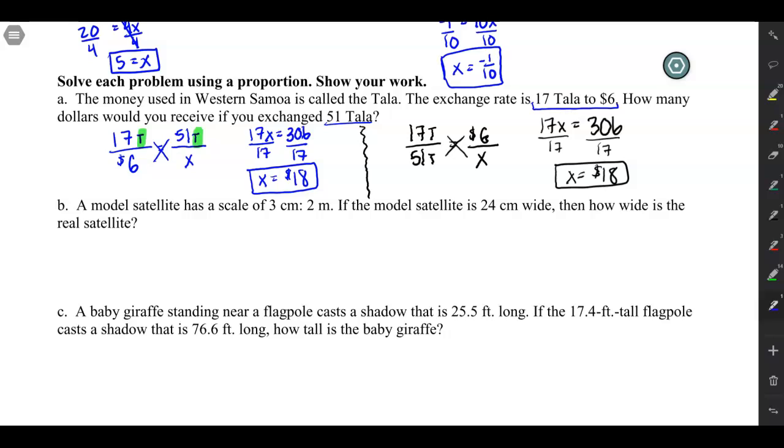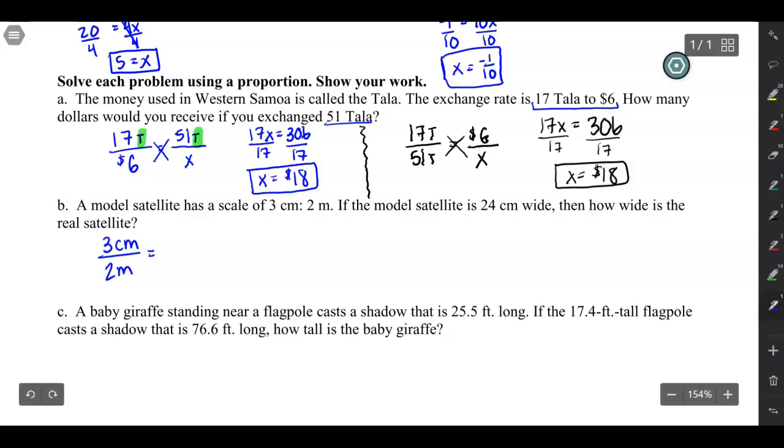We'll say 1 centimeter is equal to 1 mile, and then we'll use that proportion of that scale factor to figure out a certain distance. So if that's our scale factor, if the model satellite is 24 centimeters wide, how wide is the real satellite? So let's start by just setting up a proportion. And again, there's 2 different ways to do this. Go ahead and do whichever way makes the most sense to you, and you should get the exact same answer. So the scale factor is 3 centimeters to 2 meters.